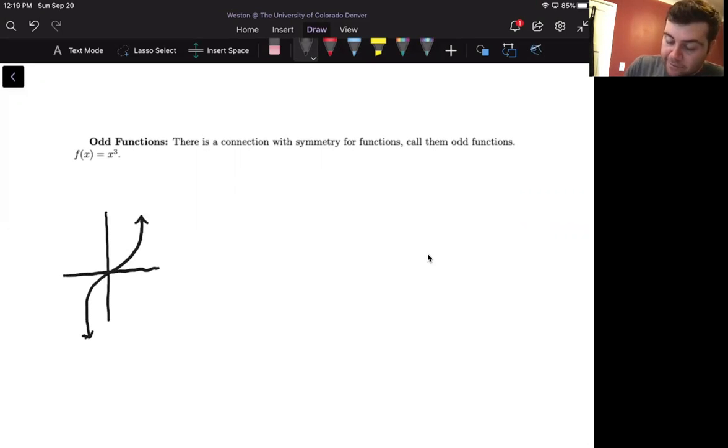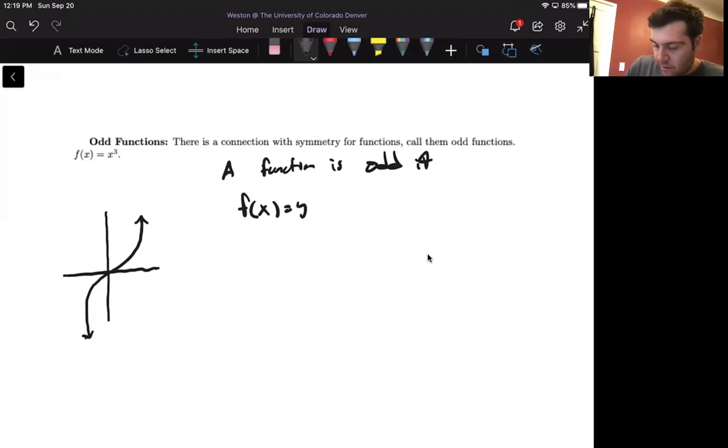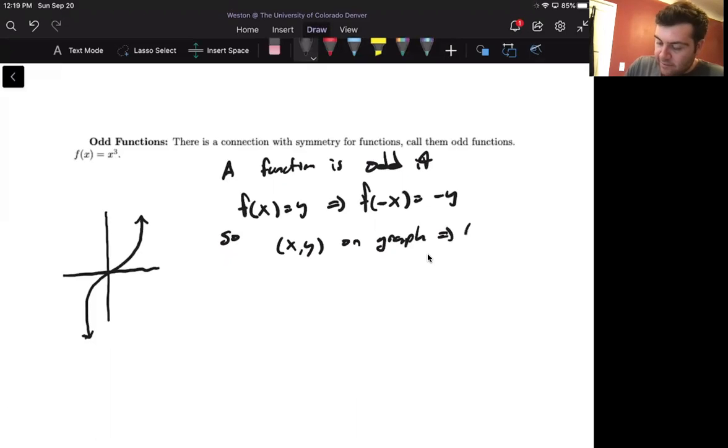And we say that a function is odd if f of x equals y implies f of negative x equals negative y. So x, y is on the graph implies negative x, negative y is on the graph.